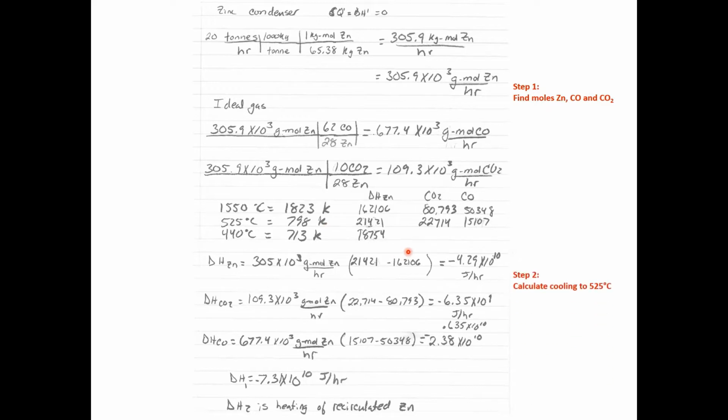And so step 2, we're calculating the cooling to 525, and it's going through that Kirchhoff loop process. So we calculated the heats for cooling all of our constituents to 525 C. We then add it all together. So the total heat of cooling all of our substances to 525 C is a negative 7.31 times 10 to the 10 joules per hour. And remember, it's cooling it, so that's why it's negative. So this is the enthalpy of cooling the mixture to 525 degrees C, or if you want to work in Kelvin, 798 degrees Kelvin. We then have to figure out what our delta H2 is.